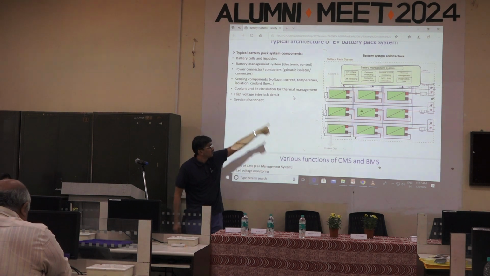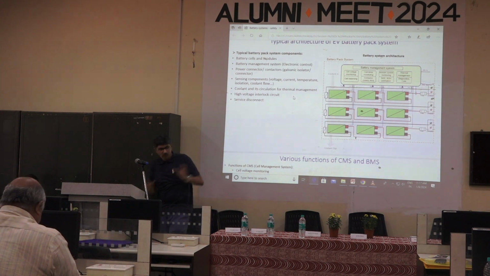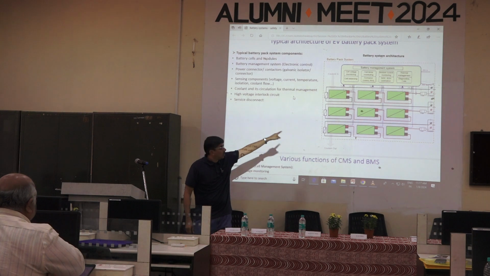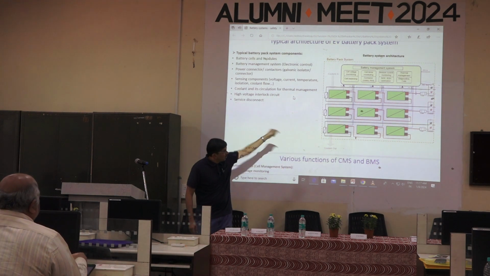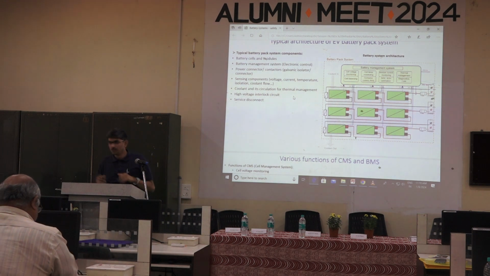So you will see fuses, you will see contactors there. And that complete pack, let's say these 3 packs, and each one is at 50 kilowatt hour. So 50 into 3, 150 kilowatt hour is the capacity of the battery.